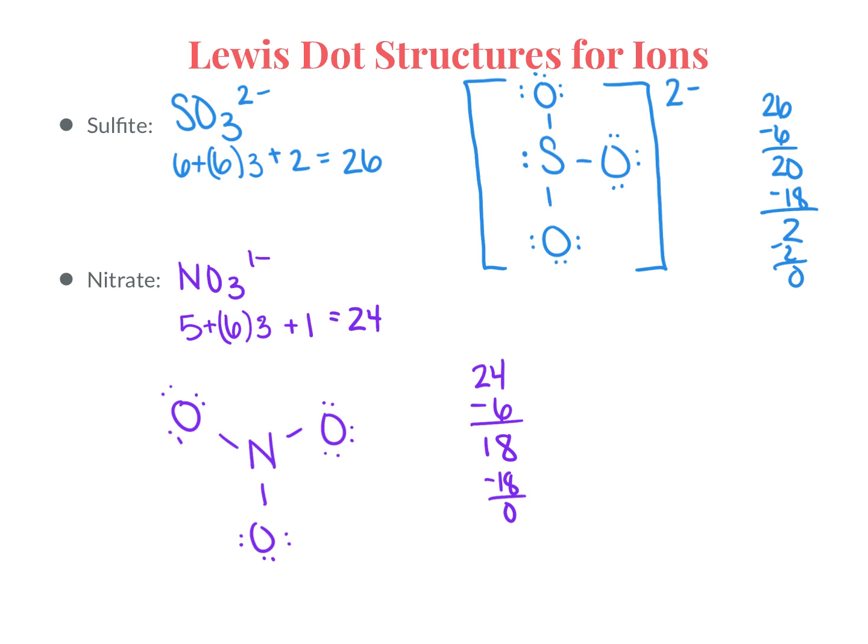Is this a good structure? No. What's wrong with it? Nitrogen's missing some electrons. It has 2, 4, 6, but how many does it need? 8, so I'm short 2. What should you think if you're short? Double bond. So erase one of your lone pairs and turn it into a double bond.